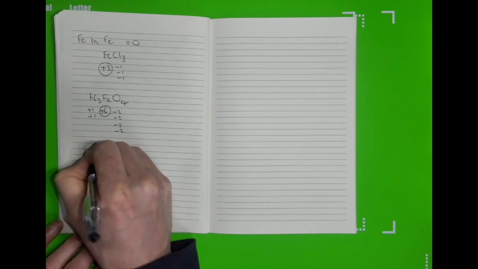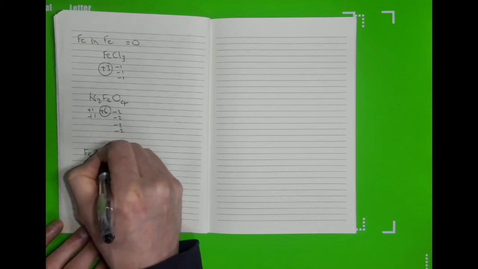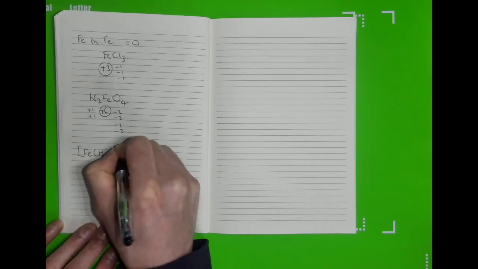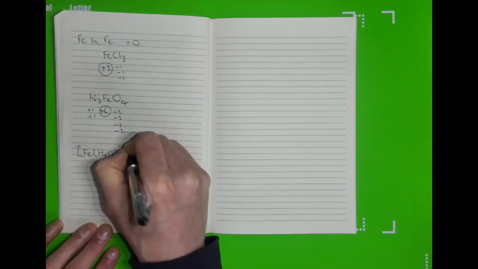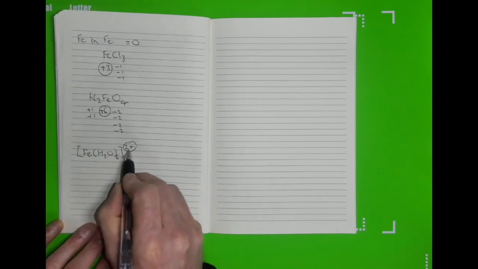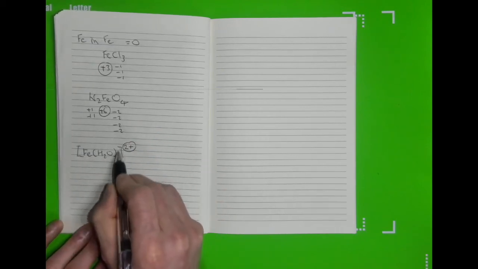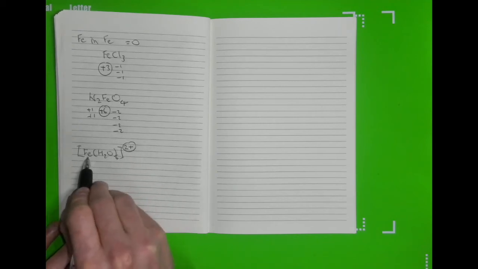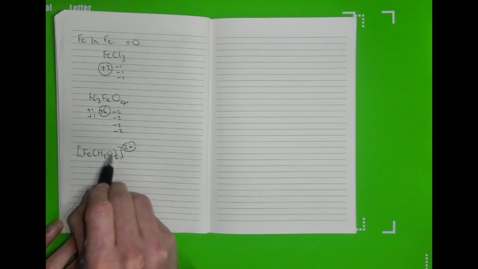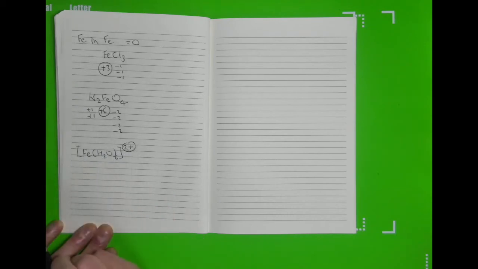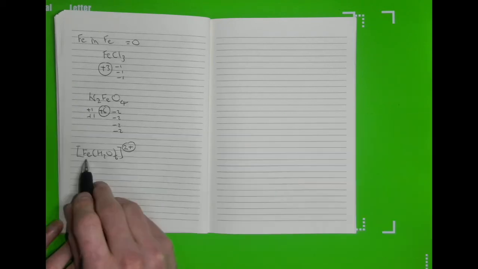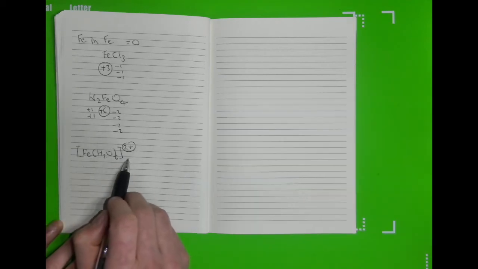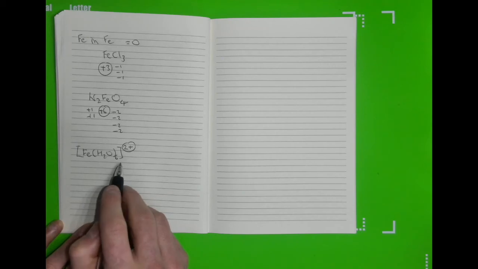Sometimes you might see something like this. You come across these more often in year 13. These are called complex ions. What we've got here is a 2+ charge on all of that. Notice the square brackets, because inside those square brackets you've got brackets. So you've got an Fe, 6 water molecules, and all of that has a +2 charge. Let's work out the oxidation state of the iron in this complex ion. Let's have a go at that one.